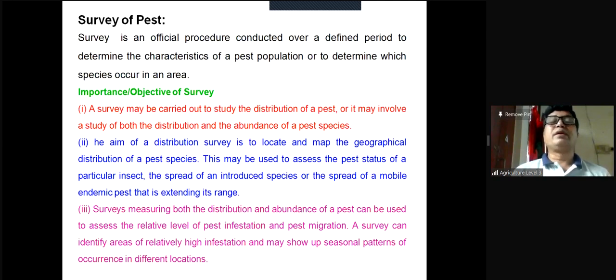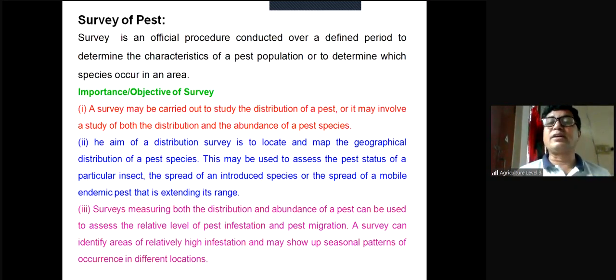Species occur in an area. So a survey is an official procedure which is conducted over a certain period of time. Say for example, if you want to make a survey from January to July, or July to December, or March to July, this is the fixed period. This is the defined period. For what? To determine the characteristics of a pest population.